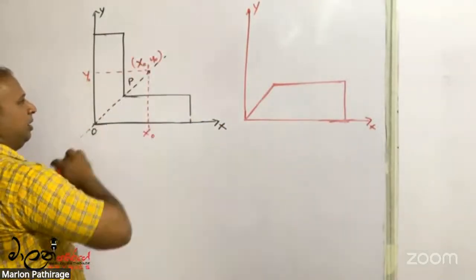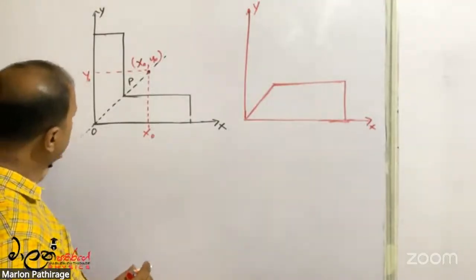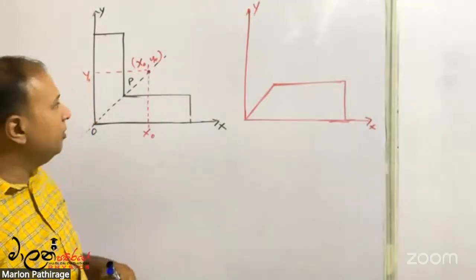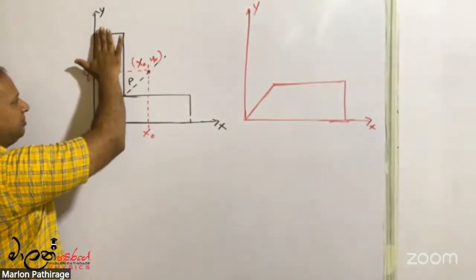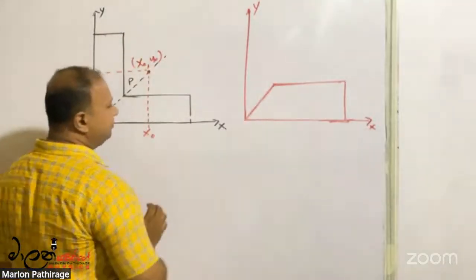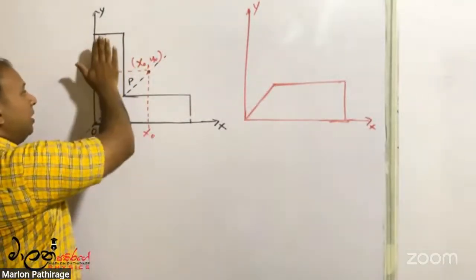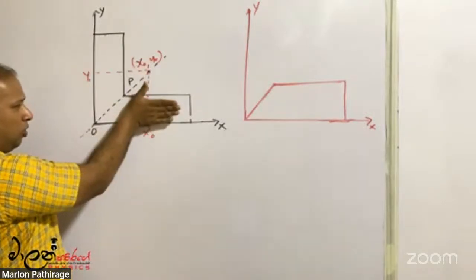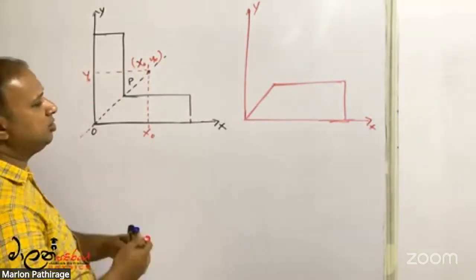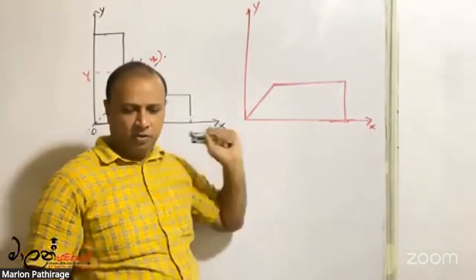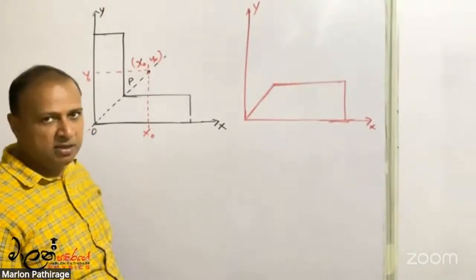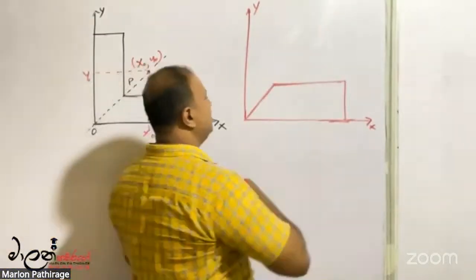Now this cardboard is folded along this OP line. Therefore, this section is overlapped with this one. That means now this mass is also on this mass. Therefore, the entire mass distribution should be at this position. Now this is the initial.